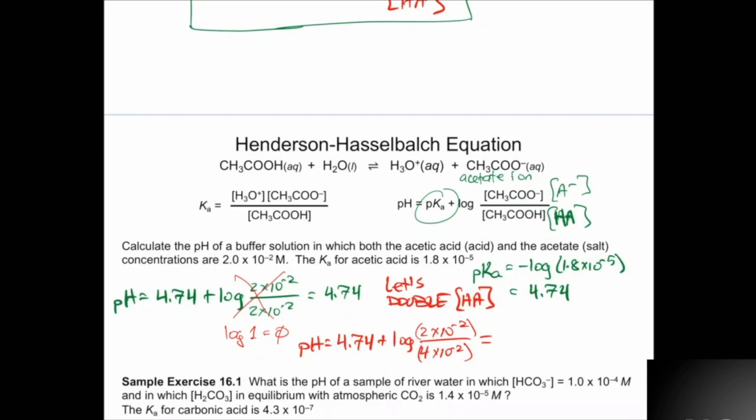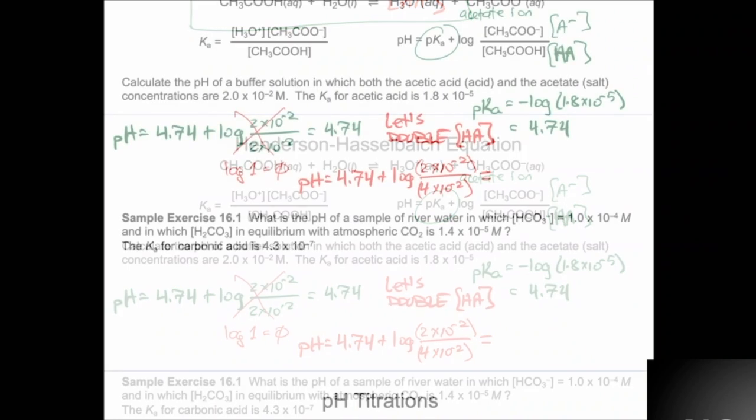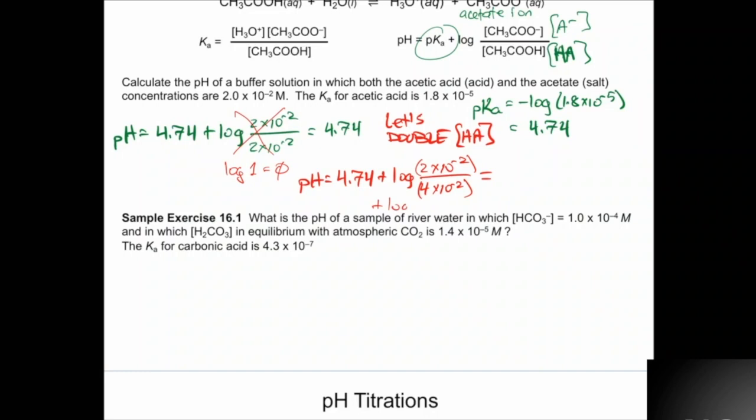What's that going to equal? That's basically the log of 0.5 now, right? So 0.5, take the log of that. This is plus the log of 0.5, right? Which is what? Negative 0.3. So that plus 4.74 gives us 4.43.